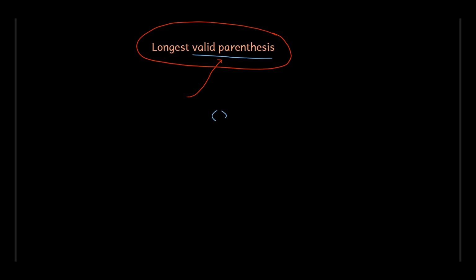Consider this valid parenthesis, which is an opening and closing pair. If you append another opening and closing pair, this is also one valid parenthesis. Instead, if you consider this scenario where you have a nesting depth of 2, this is a valid parenthesis. But then if you append another valid parenthesis over here, then this also creates a valid parenthesis.